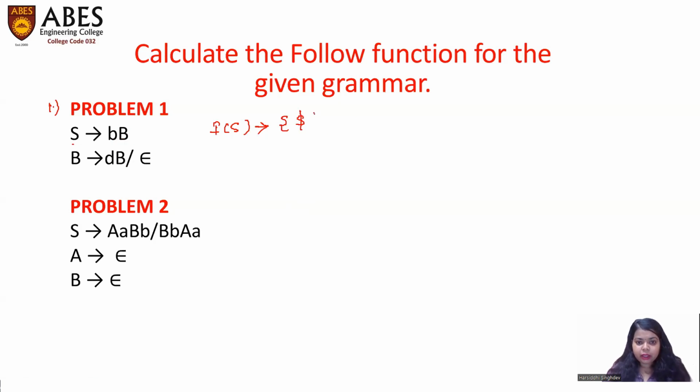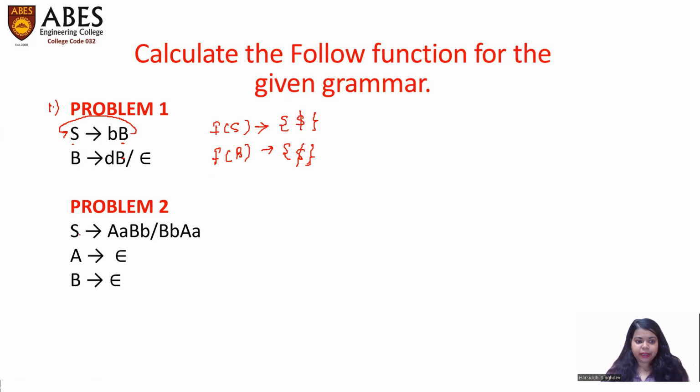So only dollar will come in the follow set. Now we have to calculate follow of B. Follow is calculated for non-terminal symbols only. Follow of B is what? Here, after B we have no symbols left. So follow of B will be follow of S, so dollar. So only dollar comes in the follow of B.